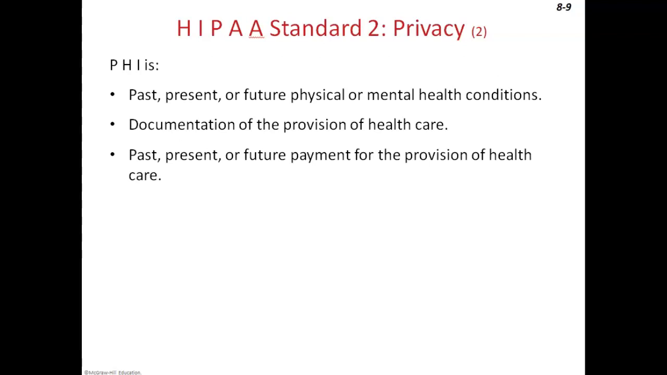Protected health information includes past, present, or future physical or mental health conditions, documentation of the provision of health care, and past, present, or future payments for the provision of health care. If PHI is to be used for research or other studies, it must be de-identified, or have all patient identifiers removed from it before the data is transmitted.